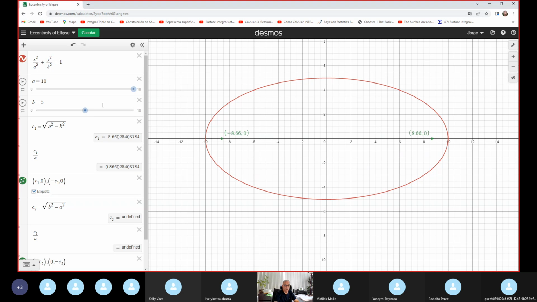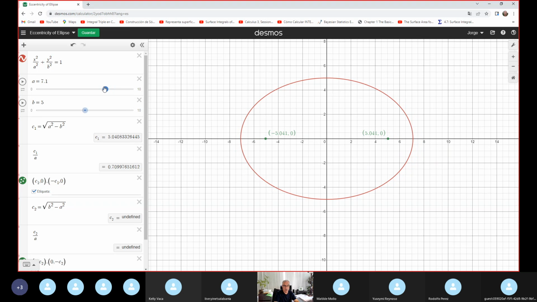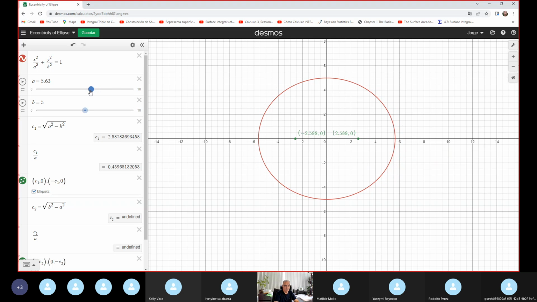And now I want to reduce A. Look, let me see the effect, guys. So now the major axis is decreasing, and you see now how the ellipse looks like a circle. And what happened with the eccentricity parameter? Eccentricity, remember, is C divided by A.